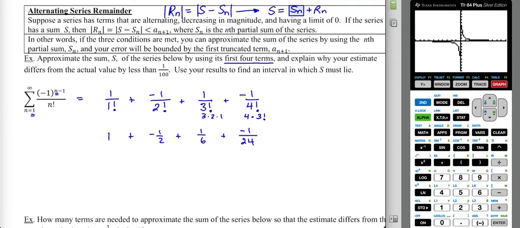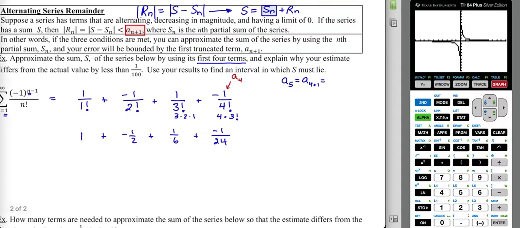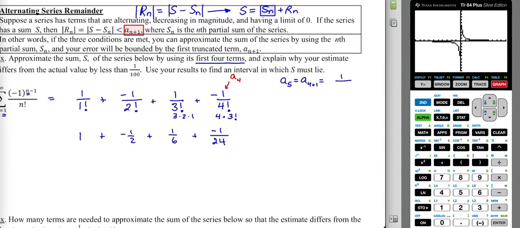Now, we will need to get the A sub n plus 1 term here. So we're saying the first 4 terms. So this one here is A sub 4, taking on the role of A sub n. If I need A sub 5, which is A sub 4 plus 1, it'll alternate back to a positive. It will be 5 factorial. 5 factorial is 5 times 4 factorial. So 1 over 5 times 24 is 120.